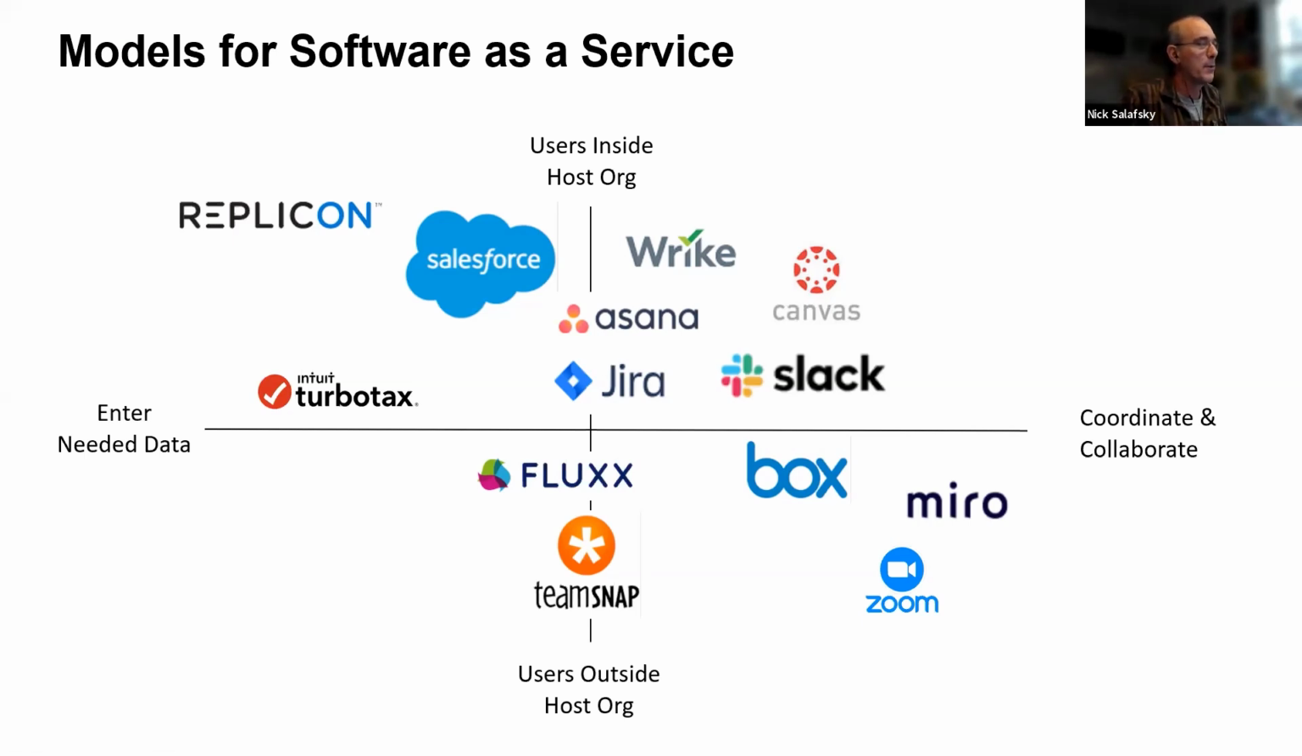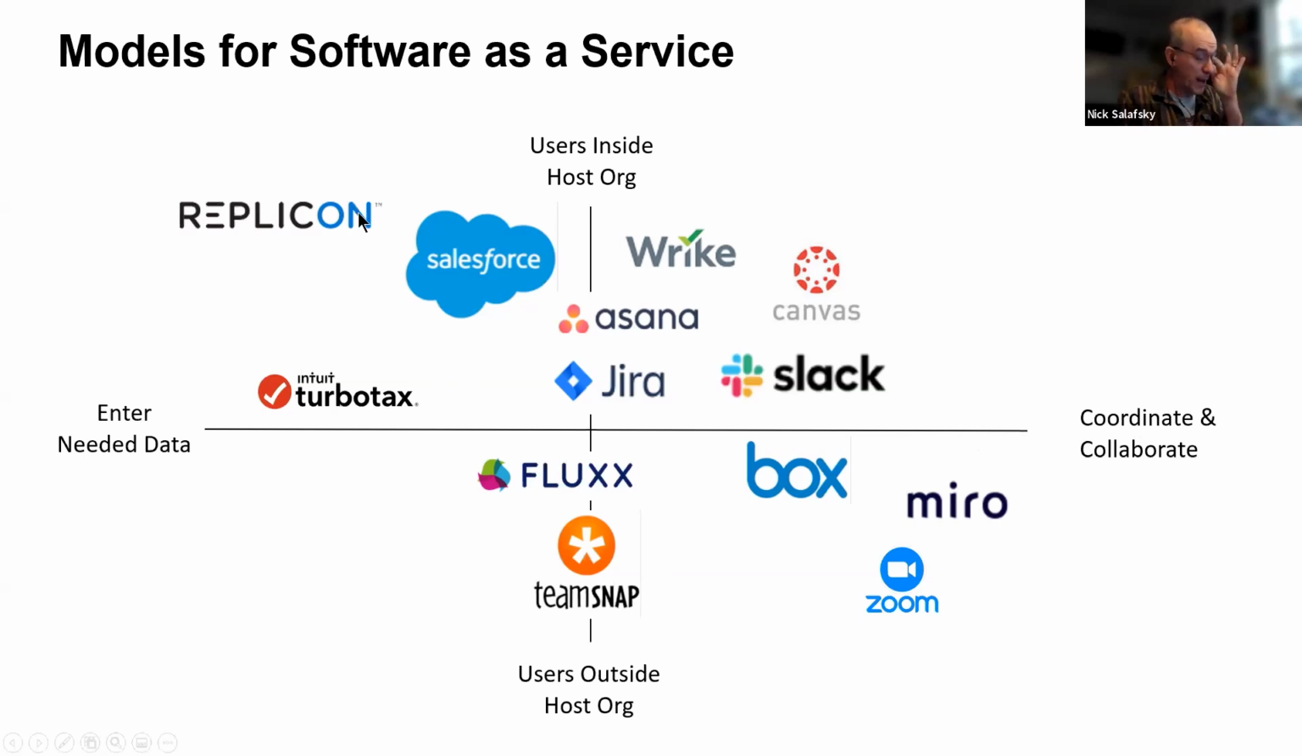When we look at software as a service, so people like Salesforce or Asana or Slack or Jira or Canvas or Zoom, you can break them into 4 quadrants. Some of these software programs are primarily used to enter data, like your time tracking software or your Salesforce software, where you're entering a bunch of data. Some programs are more about coordination and collaboration. Some programs are primarily aimed at users inside the host organization that's owning the software, and others are used outside.